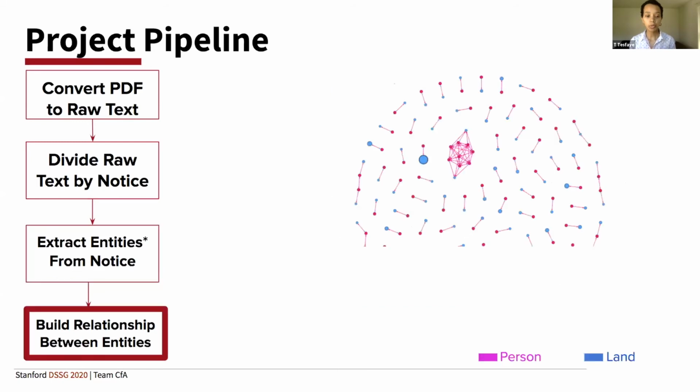When we talk about building relationships, here is a potential visualization of that relationship. This visualization was made from a certain subset, and the purple dots indicate here persons, while the blue dots indicate land, and the size of the blue dot indicates how big that land is.